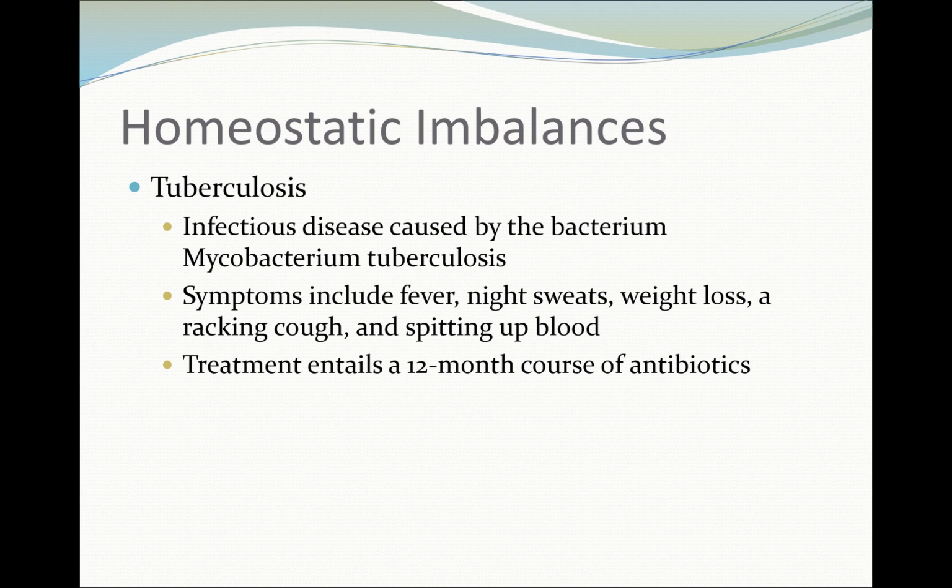All right, so we also have tuberculosis as far as our homeostatic imbalances. So we talked about COPD, asthma, now tuberculosis. This is an infectious disease caused by a bacteria, and that bacteria is called Mycobacterium tuberculosis. Symptoms will include fever, night sweats, weight loss, a racking cough, and spitting up blood. Treatment is going to entail a 12-month course of antibiotics.